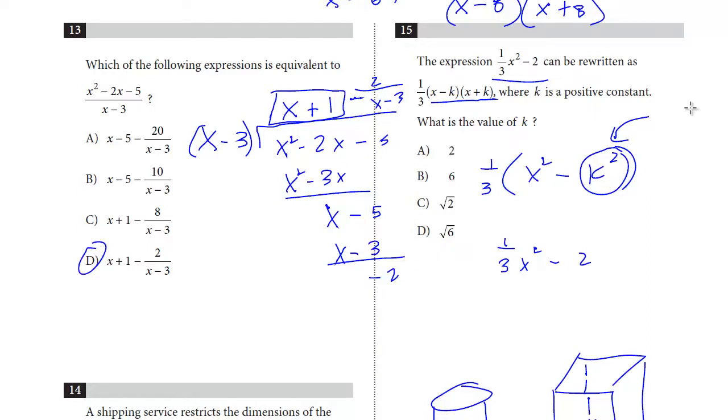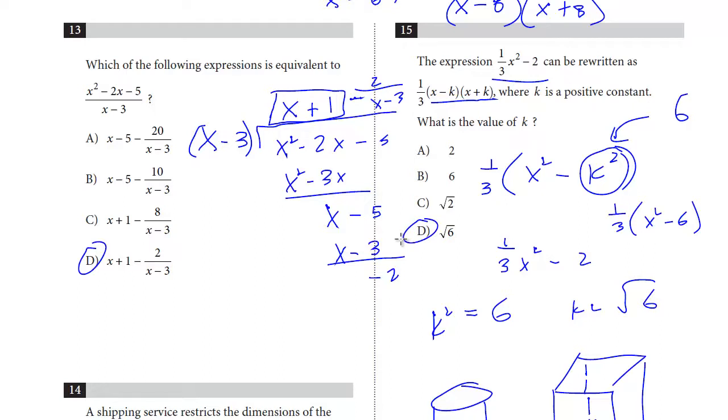The answer is 6, right? So just think about it. If we were to rewrite this as 1/3 x squared minus 6, do you see now we get the 1/3 x squared and we get minus 2 when we distribute it. And so what I think is the key is recognizing that k squared, here's the negative, so I'm just dealing with the k squared, has to equal 6. And then we just square root both sides, so k equals the square root of 6.